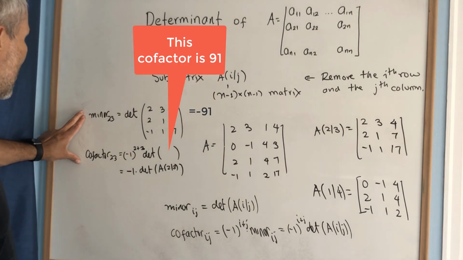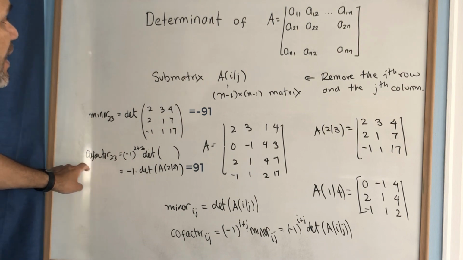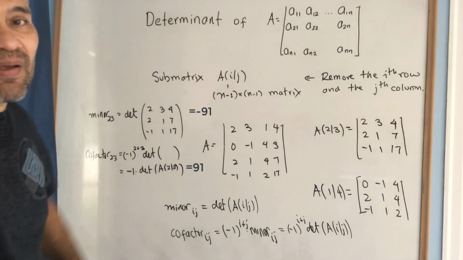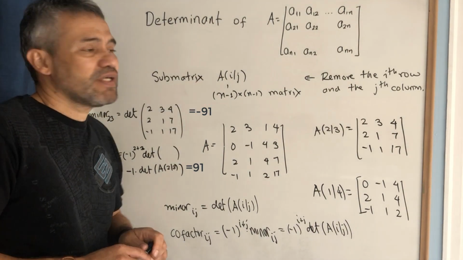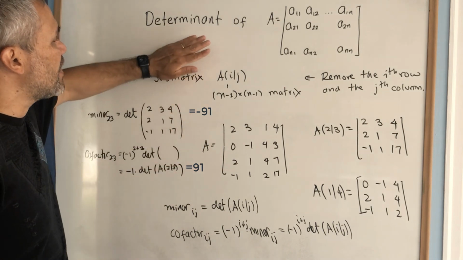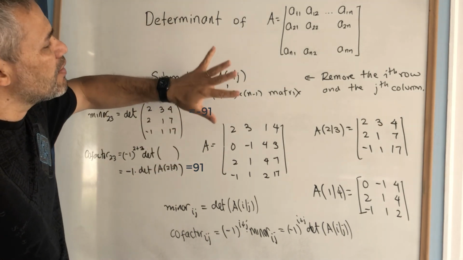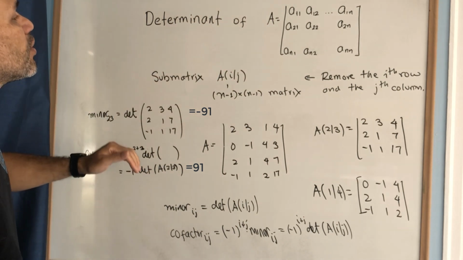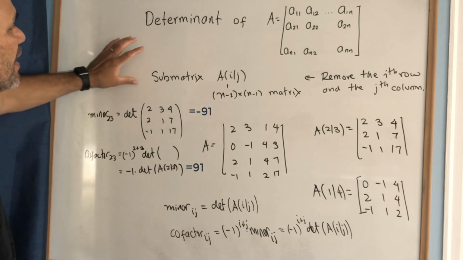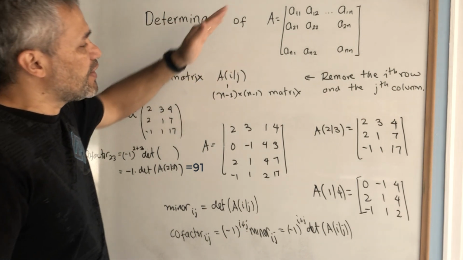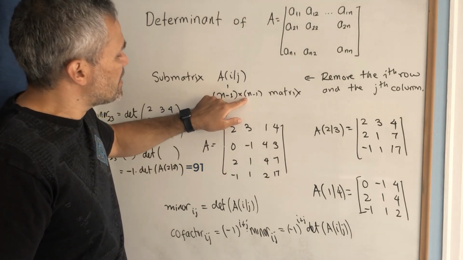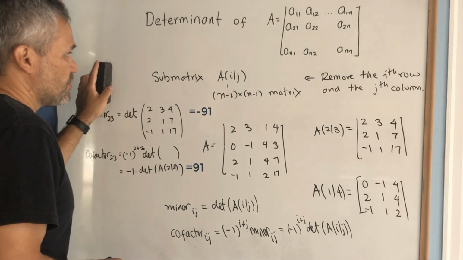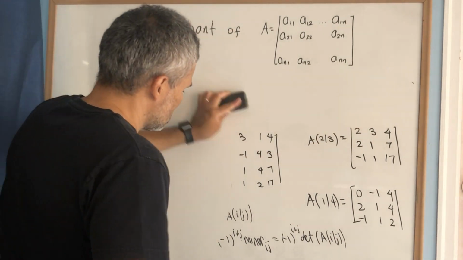Once we have defined the notion of cofactor, then we can define the determinant of any n by n matrix. Somehow, this definition is by induction, because we know how to define the determinant of a 2 by 2 and of a 3 by 3. But in general, we're going to define the determinant of an n by n matrix in terms of determinants of n minus 1 by n minus 1 matrices. Let's do the definition.